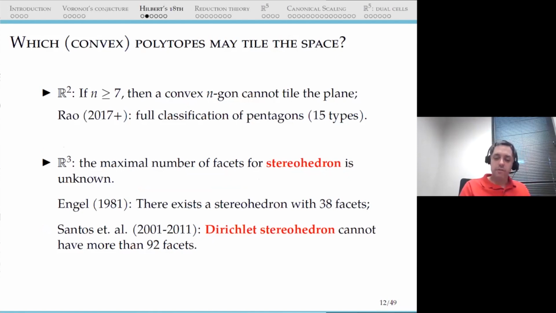Another question which is also related to this problem is, which convex polytopes may tile the space? For non-convex, it's not really that interesting, because we can start from a tiling with a square and then make something artificial.